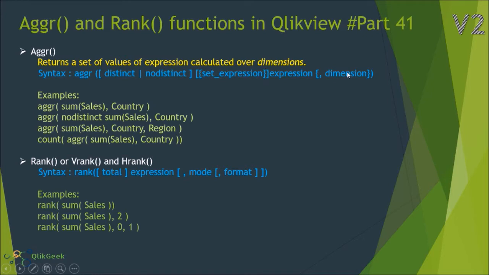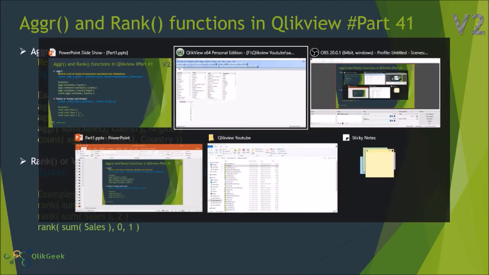One is expression and the one is a dimension. So you can specify as many dimensions as you need, and the expression may consist of distinct, non-distinct, or it may have any kind of aggregation functions, not limited to sum, and you can also use set expression within the expression which you're going to specify as first parameter in AGGR, and it includes the following examples. You can specify sum of sales by country, by region, like that. And let's quickly jump into Qlikview and then we'll see how it works in real time with some data.